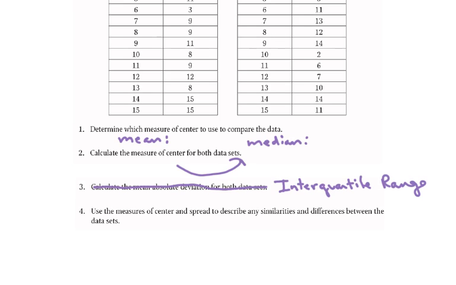And then I want you to compare them a little bit using either the mean or median, whichever one you chose, and the interquartile range to talk about them. Okay? I want to give you guys a few minutes to try this one on your own. I want you to try to determine which, mean or median, you would use, and then also get the interquartile range, and then describe any similarities and differences between the data sets.